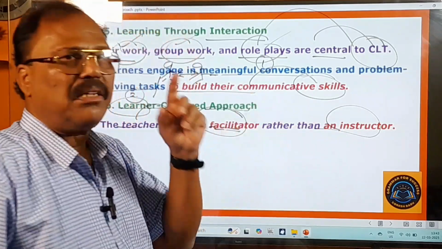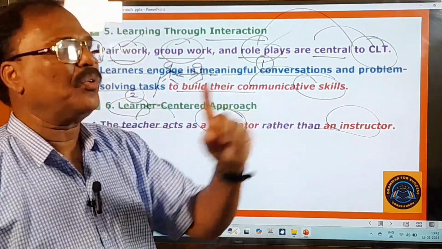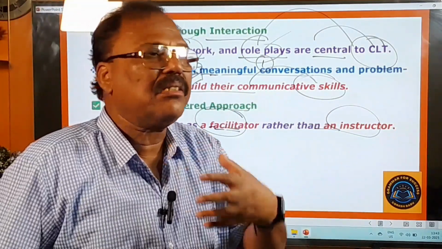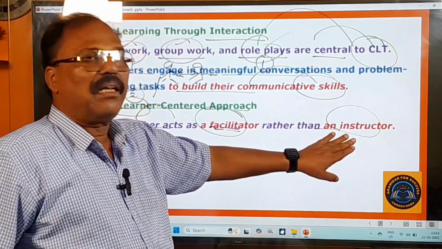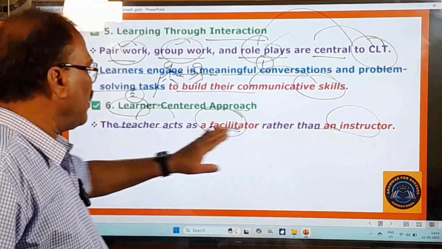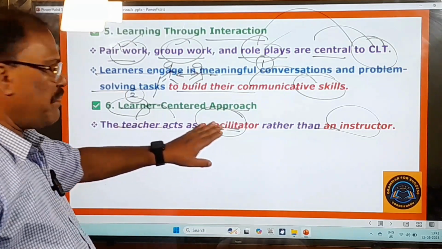The teacher doesn't work like an instructor. You do this, you do that. The teacher doesn't ask them to do this and that. In that way, this teacher doesn't act like an instructor, but this teacher acts as a facilitator.